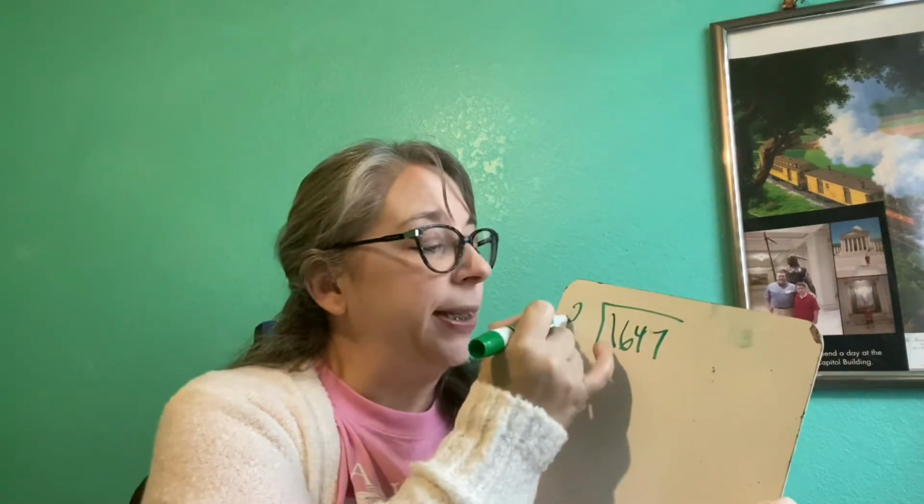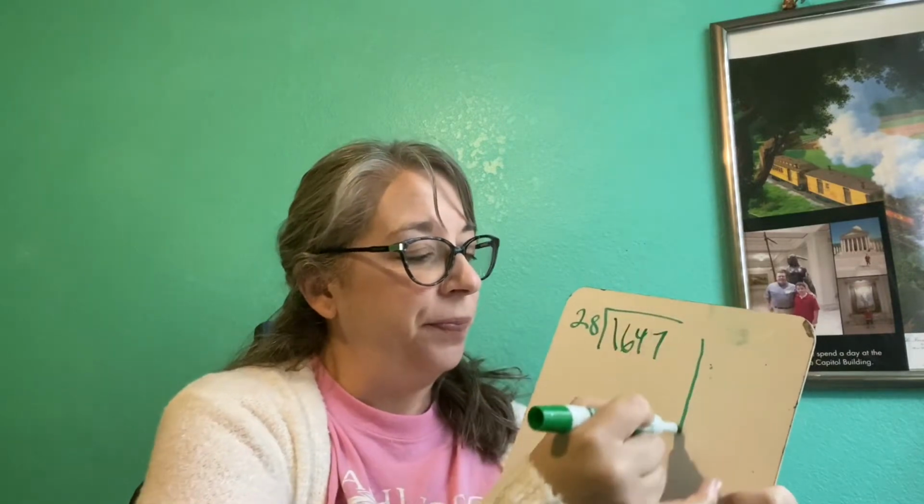We're going to do another partial quotient division problem together. This time I warned you that we would probably be having bigger numbers, and so we are. We're going to do your first problem together, which is 1,647 divided by 28, okay?